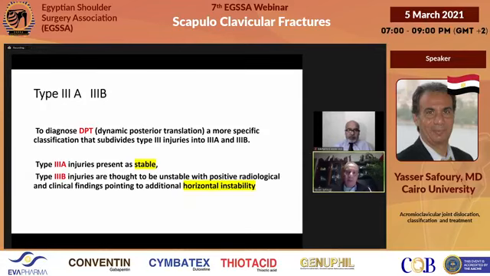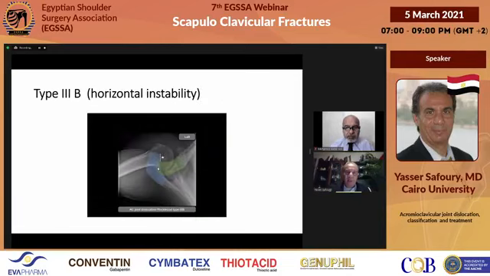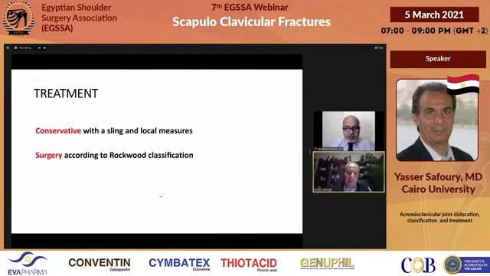So therefore, we classify type 3 into two types. Type 3A, which is stable in the horizontal direction, and type 3B, where there is horizontal instability. As you see here, the X-ray shows posterior displacement of the clavicle. This is type 3B. Treatment is either conservative or operative.